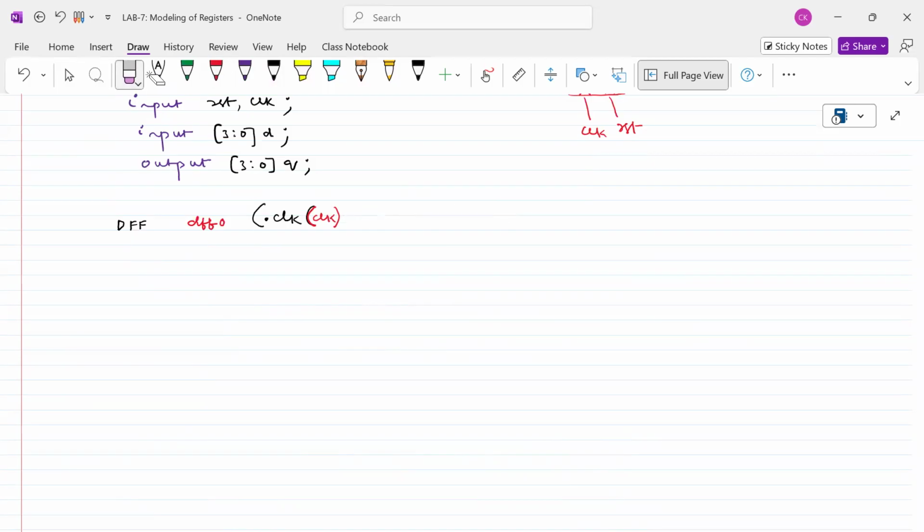Look at this one carefully. So what is this clock actually? CLK. This black CLK belongs to whom? The D flip flop. This red CLK belongs to what? The present 4-bit register related clock. Okay, that we have connected both.